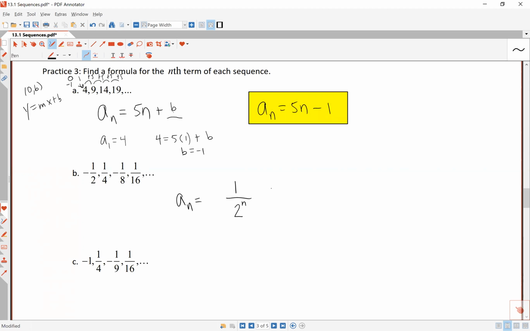Then it alternates its signs. Because the first term is negative, and the second term is positive, the third term is negative, the odd terms are all negative. So we use a negative 1 to the nth power to denote that the odd terms are negative. If the even terms were negative instead, it'd be negative 1 to the n plus 1. Now this will look better written as negative 1 to the nth divided by 2 to the nth.